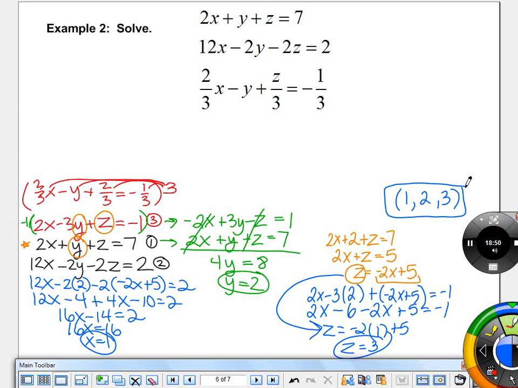Who would know the answer is just 1, 2, 3? If I want to check and see if my answer is correct, what do I need to do? Yes? Okay, but not just one of the equations. How many of them? All 3 of them. If this is a solution to this system, it doesn't just work in one of those equations. It works in all 3 of the equations.